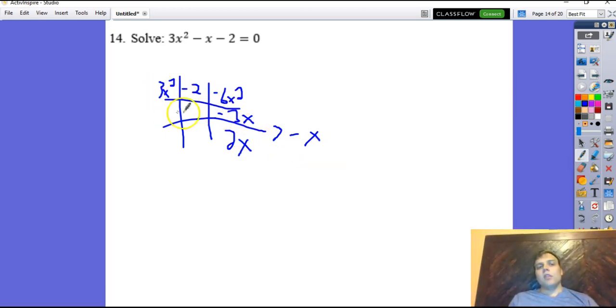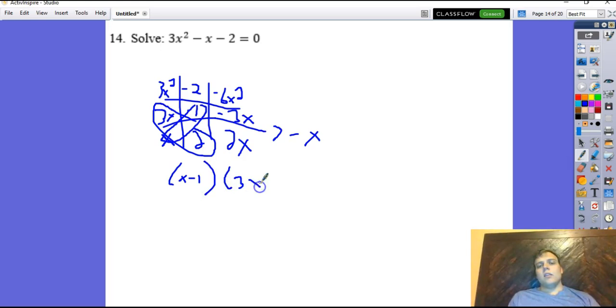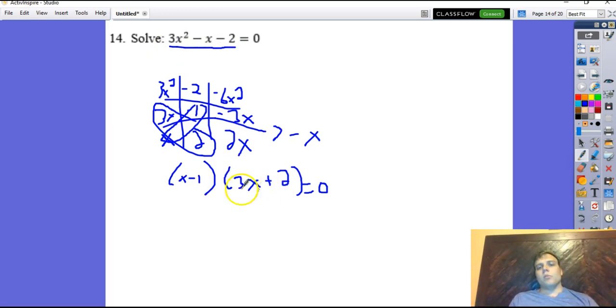Now, 3x squared and negative 3x, what do they have in common? A 3x. 3x squared and 2x, what do they have in common? An x. 3x times what is negative 3x? Negative 1. X times what is 2x? 2. Go across, go across. So we get x minus 1, 3x plus 2 equals 0. Because all you do when you tic-tac-toe is just rewriting this equation into being two sets of parentheses.